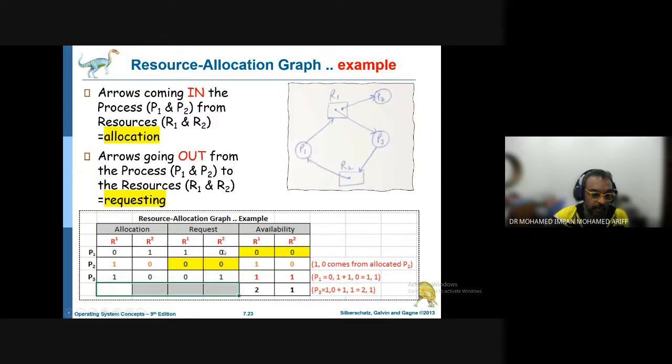Okay, so we stop here. Let's move on to P2. P2 is being allocated resource 1. Kenapa dia 1? Sebab arrow coming in. So when the arrow comes in from R1, it means resource 1 is being allocated to P2.